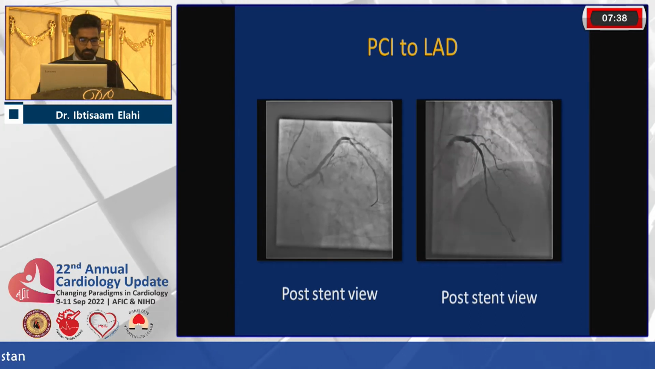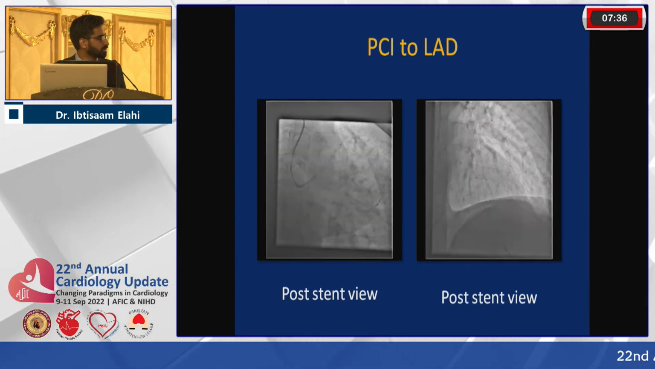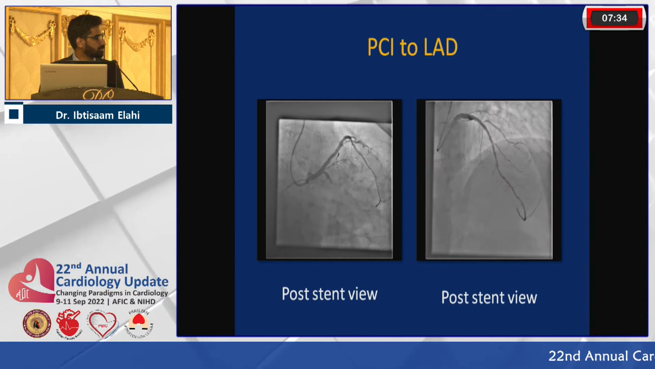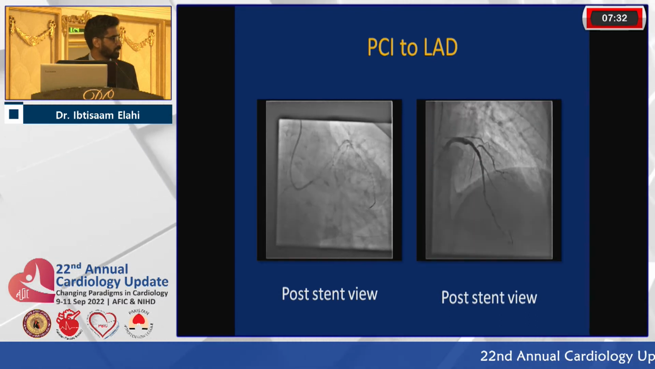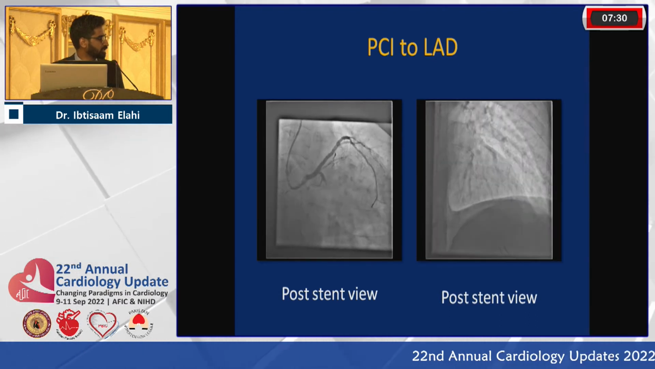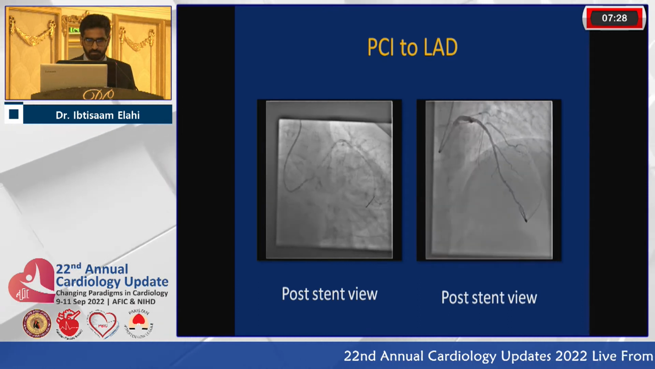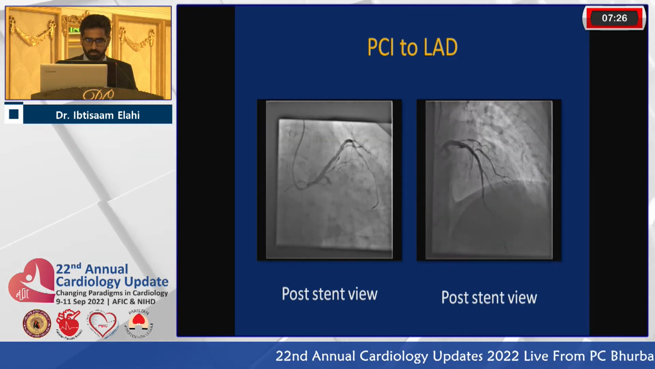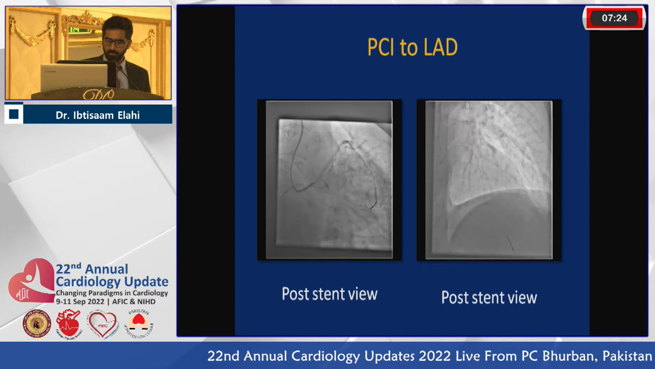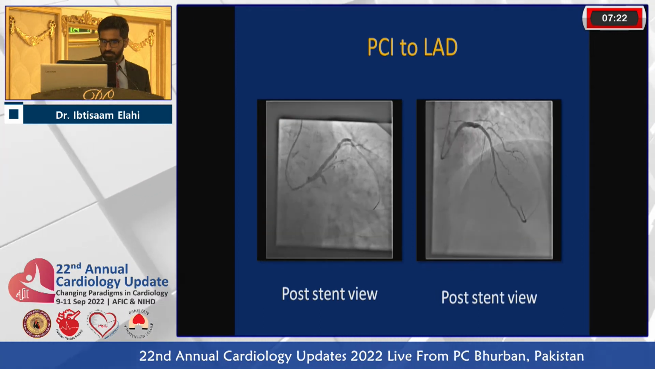So here we have got the complication. First, the LCx was normal. It was not dominant, but it was normal and it was quite good. So there is no flow in the left circumflex.